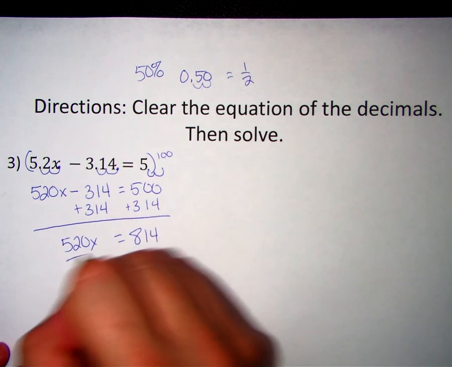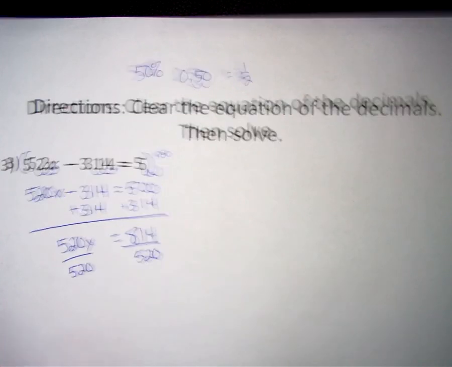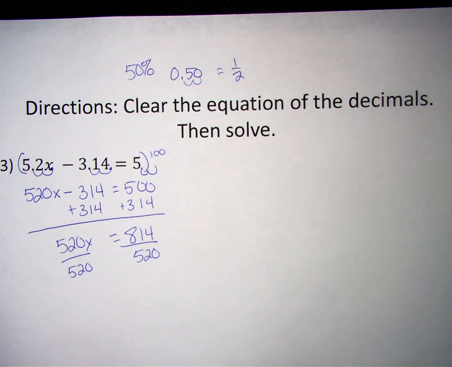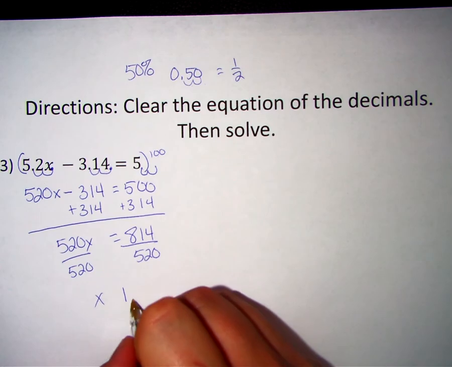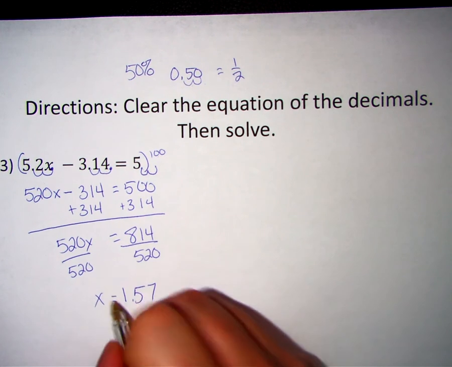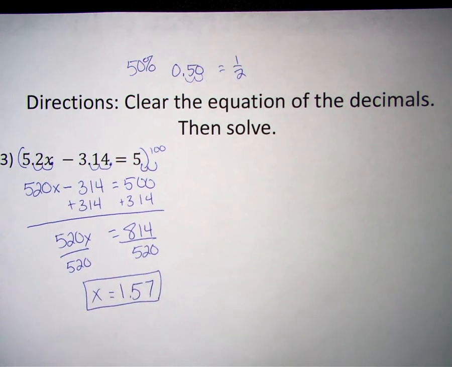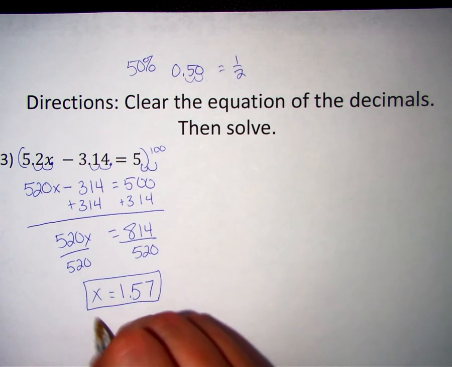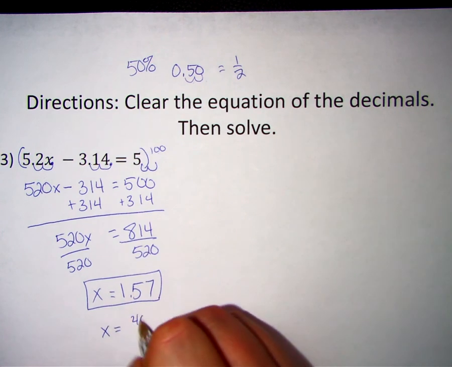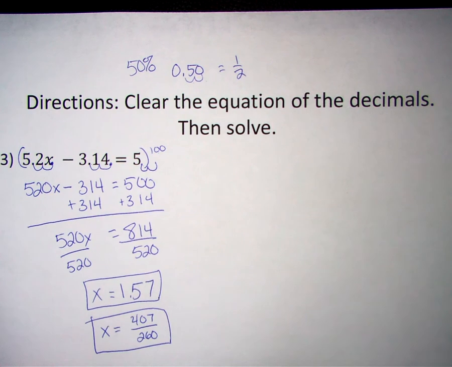And we'll divide by 520. At this point, you're probably going to end up with a decimal solution. 814 divided by 520 gives us x at 1.57. Now, if you wanted to go ahead and simplify it as an exact solution, I would have been fine with you leaving it as a fraction, 407 over 260. It's not going to hurt my feelings one bit either.